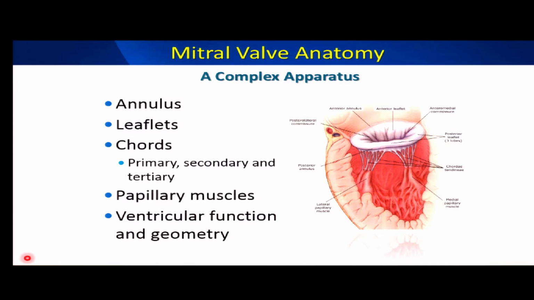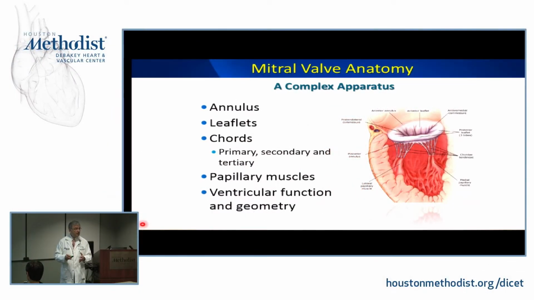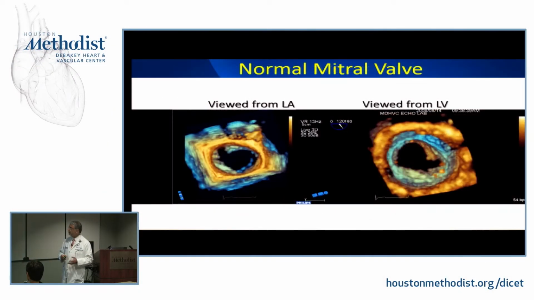It has all these components. The annulus, you think it's rigid. I'll show you that it's not. The chords are certainly very important. Primary, tertiary, papillary muscle, ventricular function, geometry. Once you have distortion of the ventricle, the valve doesn't close as well. This is secondary regurgitation. So many other things.